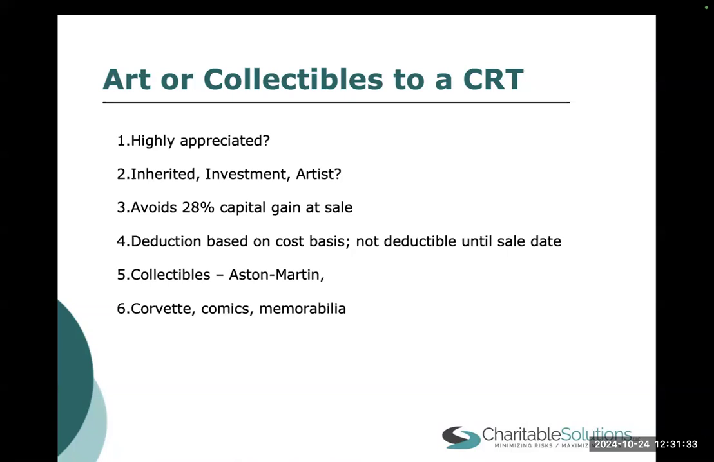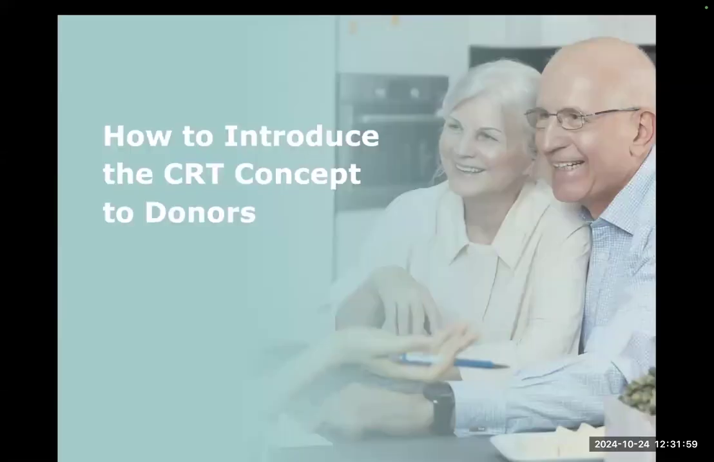But we know that currently the capital gains rate for selling these types of assets is higher than any other type of asset, 28%. You throw on the 3% Affordable Care Act surtax and then your state capital gains tax, and you could pay a significant amount of tax just to sell an art collection or something like that. So a CRT is still a good use case in the right circumstances for that.